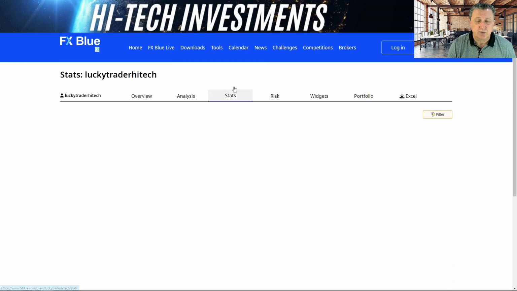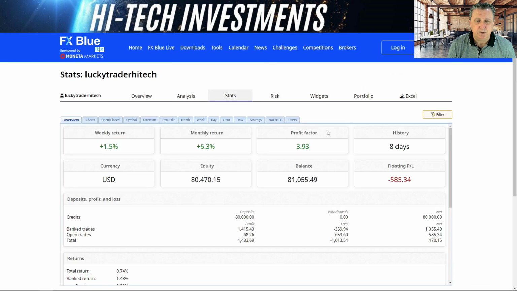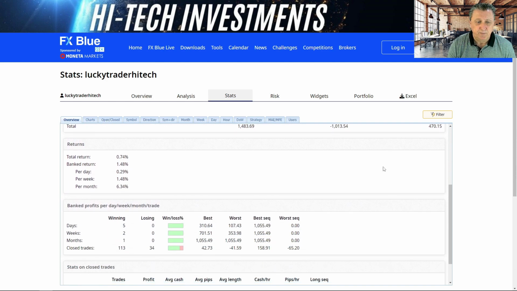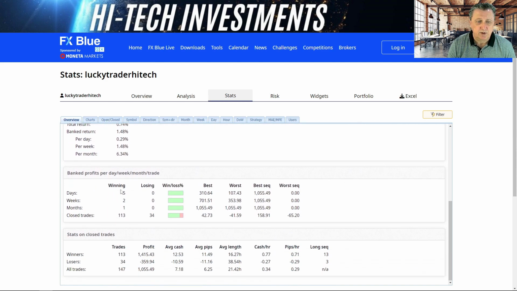Let's go and have a look just at some of the stats in here. Again, the stats we have, the weekly returns, monthly returns, we can see the same ones, and the history. Floating profit is here. And then let's go and have a look at the days. We have 5 winning days. We are now in the 2nd week of the testing, so both of them seems to be winning. And obviously we haven't done a full month yet, but so far FX Blue has put that one down as this is going to be a winning month.